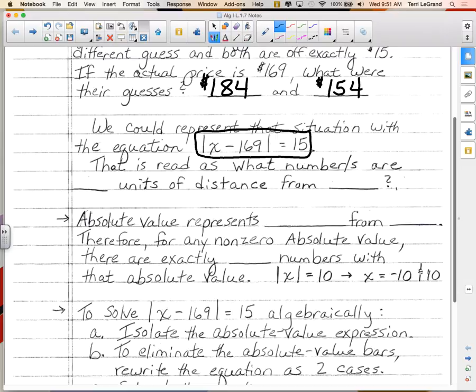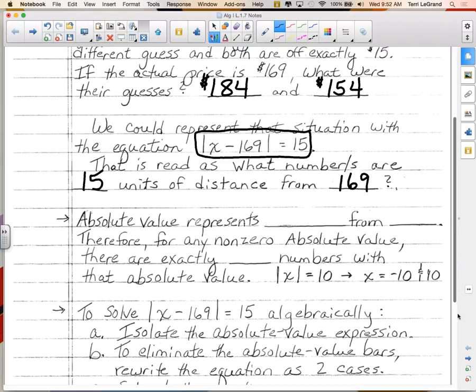So when we write that equation, this is what it actually reads. The absolute value of x minus 169 is equal to 15. What it really means is, what numbers are 15 units, just like you did, you added 15, you subtracted 15, which numbers are 15 units of distance from 169. So 169 was the starting place. It was the actual price. And then the 15 was units of distance away from that 169.